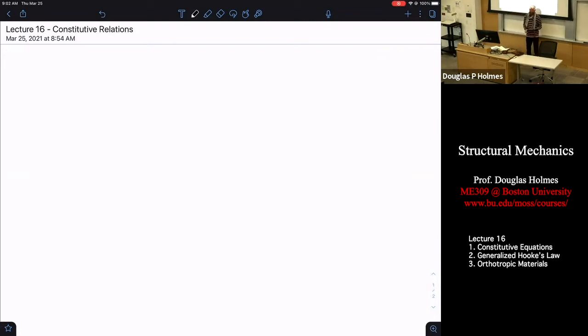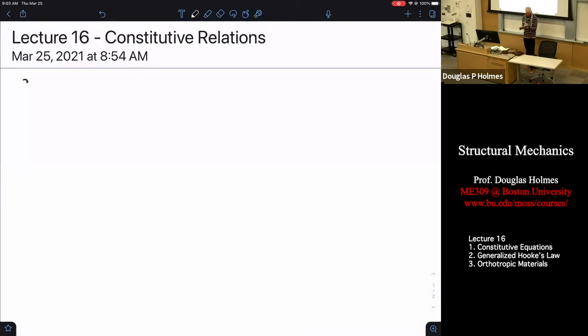Okay, so we have spent the last several lectures talking about stress and strain. And I think the primary thing we learned is that both stress and strain are really quantities that vary throughout the elastic body that's being loaded. And we know that stress is a tensor.